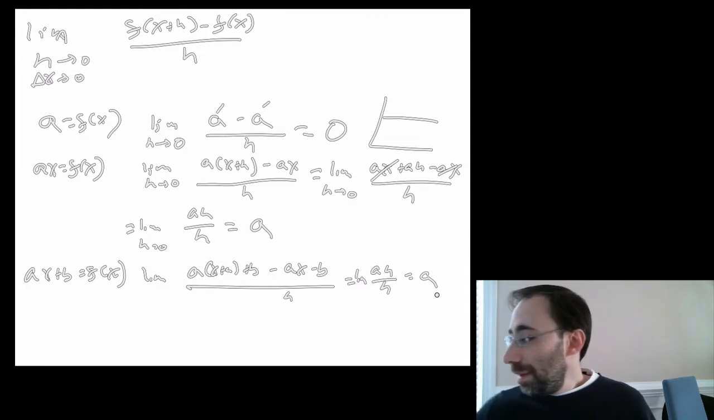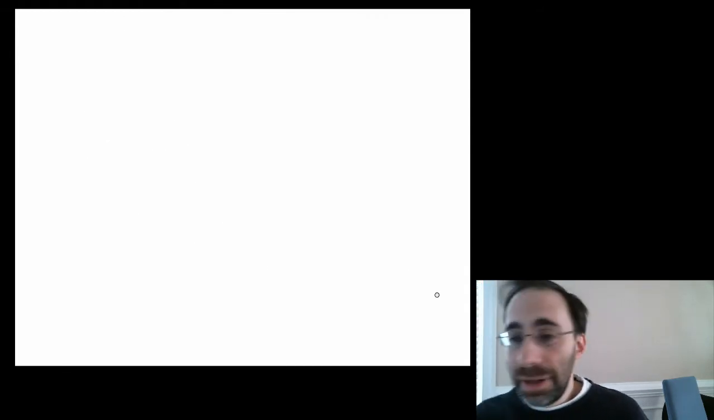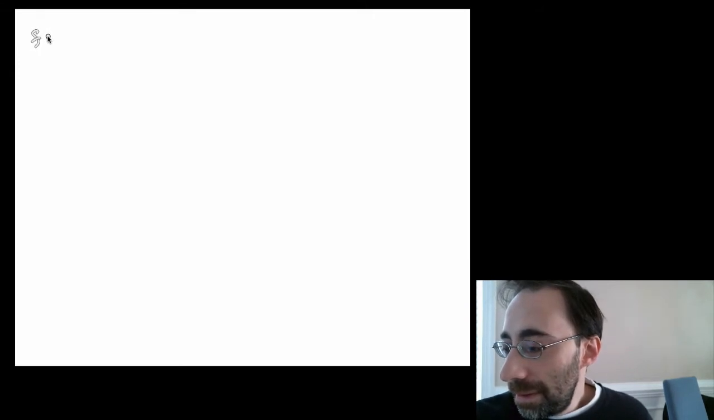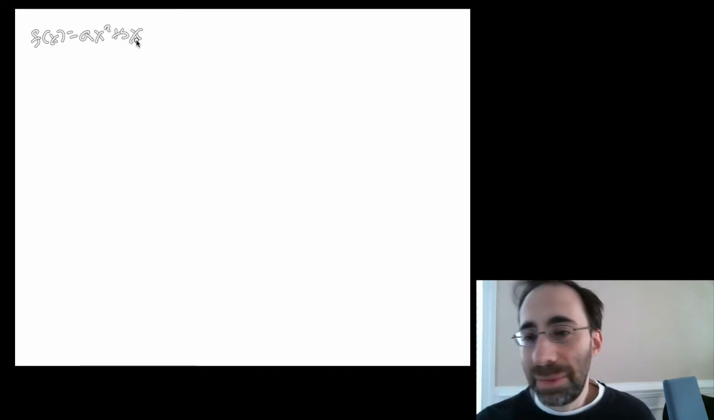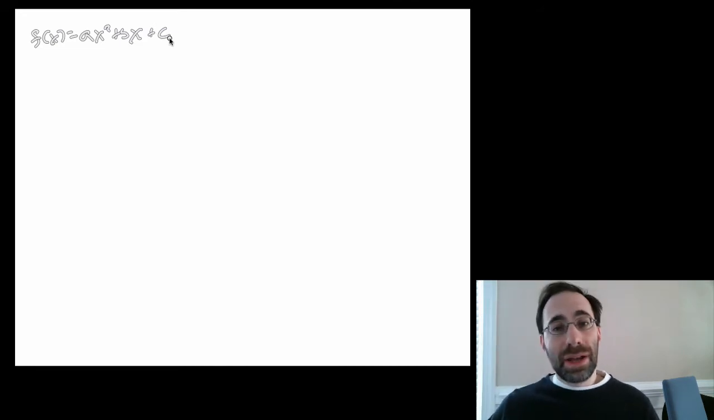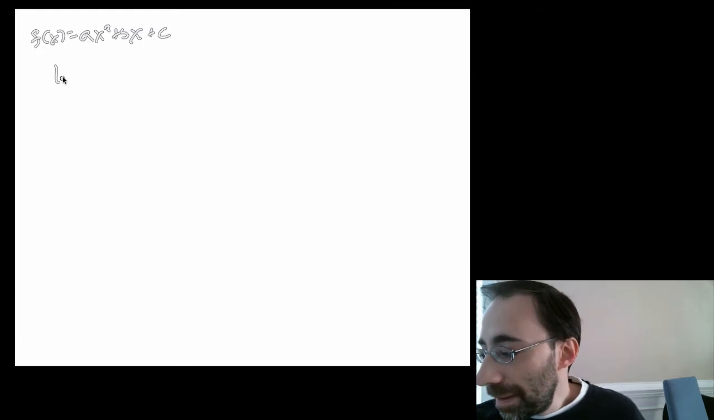Okay. Now, let's do a little more complicated one. What about the function ax squared plus bx, we'll drop the c. Oh, we'll put the c in just to get more practice. Okay. There's a quadratic function. How do we differentiate that? Well, it's the limit.